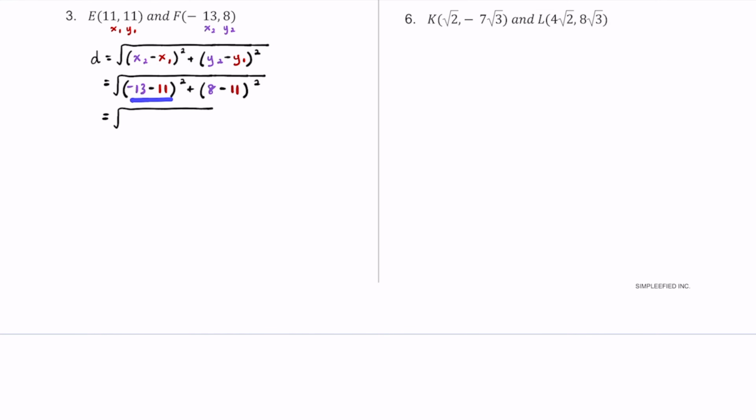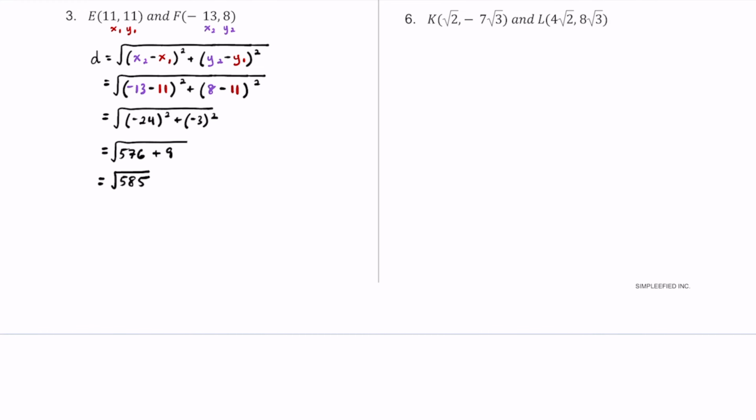Now, negative 13 take away 11 is going to be negative 24. So we'll take the quantity negative 24 and square that. And then for the second set of parentheses here, we have 8 minus 11. That's going to be negative 3. So we'll have negative 3 squared. Now for negative 24 squared, that's negative 24 times negative 24. That's positive 576. And then for the negative 3 squared, that's negative 3 times negative 3. That's going to be a positive 9. If we go ahead and add 576 plus 9 together, that's going to bring us to a total of 585.